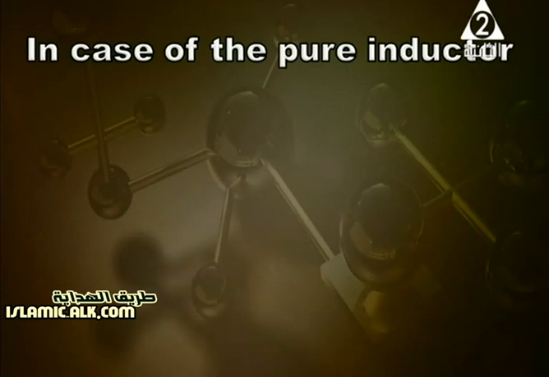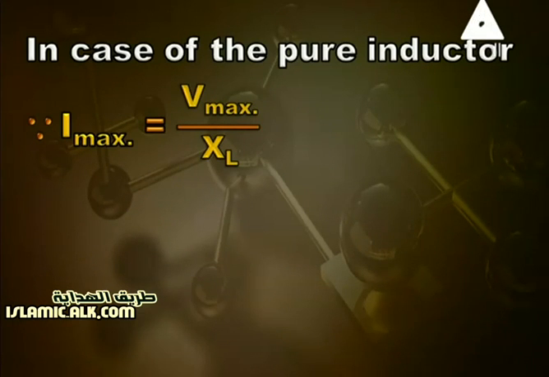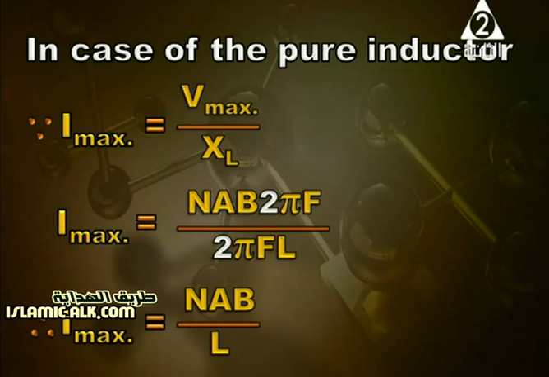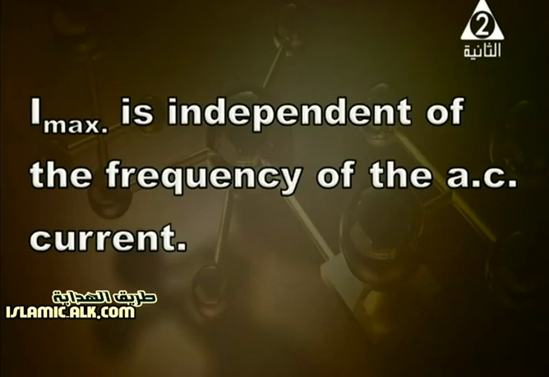In case of the pure inductor, how to calculate the maximum current? I maximum equals V maximum over XL. XL is the inductive reactance. V maximum equals NAB 2 pi F, NAB omega, and XL equals 2 pi FL. So frequency will be cancelled out. So it is just NAB over L. So maximum current is independent of the frequency, so it remains unchanged.